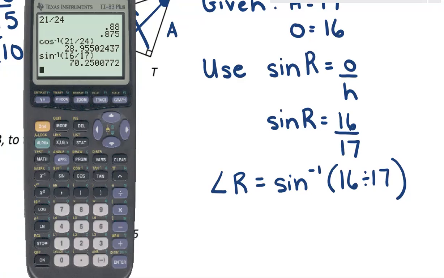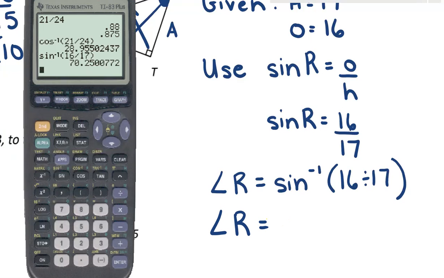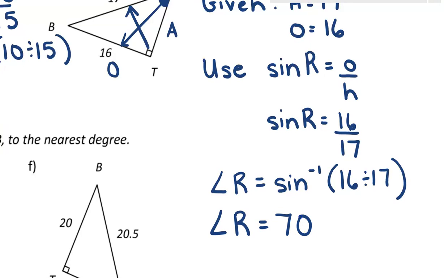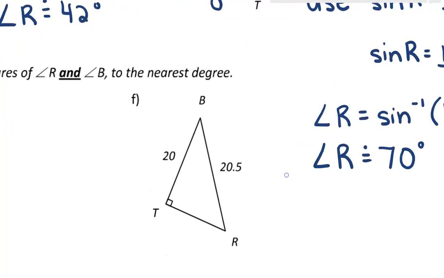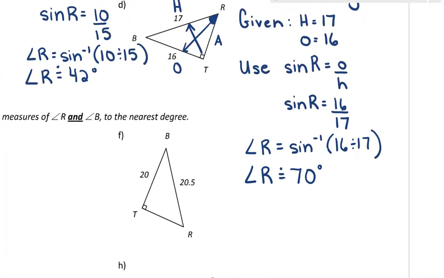Yeah. So, angle R equals what? Let's take a look. How much? Yeah, you could put 70.25 if you want to round to 2 decimals. Let's round to the nearest degree. 70 degrees. And because I am rounding, I need to put a dot above.